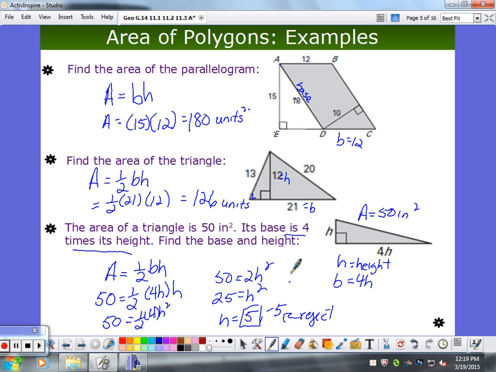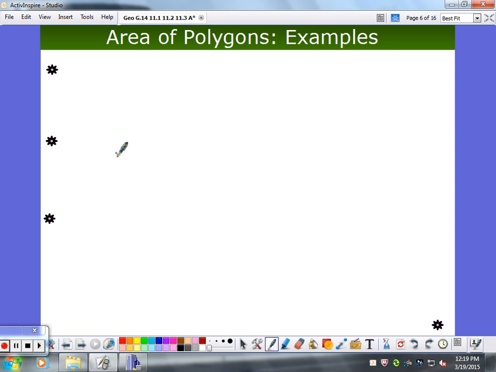Now I have to go back and say, did I answer the question? No. It said find the base and the height. I only found one thing. So I found the height to be 5. But then what's my base? 4 times 5, 20 inches. And we do units. Now let's check what the units are. Yeah? Not for that, right? No. Yes. Of course it is.